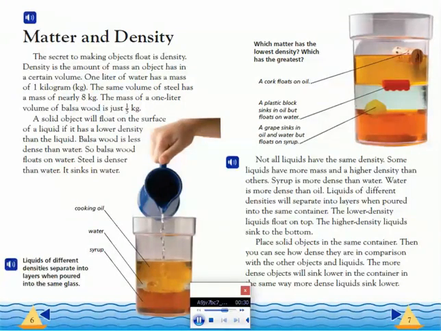A solid object will float on the surface of a liquid if it has a lower density than the liquid. Balsa wood is less dense than water, so balsa wood floats on water. Steel is denser than water. It sinks in water.